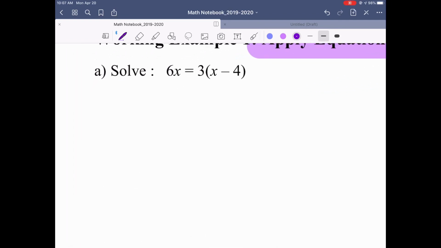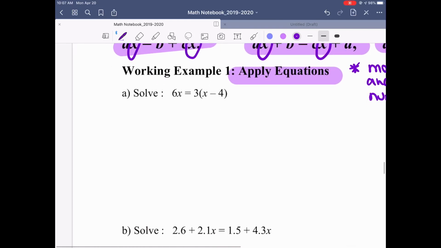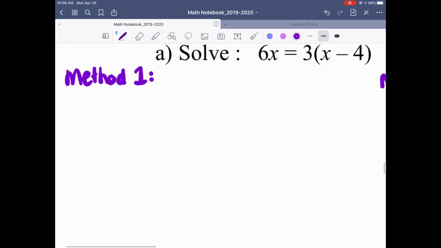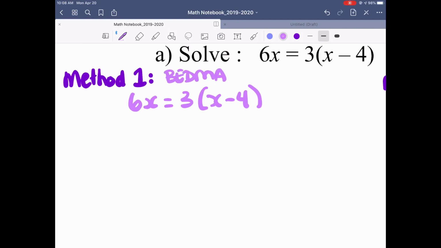It says solve 6x equals 3 bracket x minus 4. Now, there's actually two ways that you can solve this, so I'm going to show you both ways. The first one, method 1, and then we will do method 2 after. The first method, which is probably the easier one, is if you have 6x equals 3 bracket x minus 4, you want to do BEDMAS right away. So opposite operation. So not BEDMAS, SAMDEB.